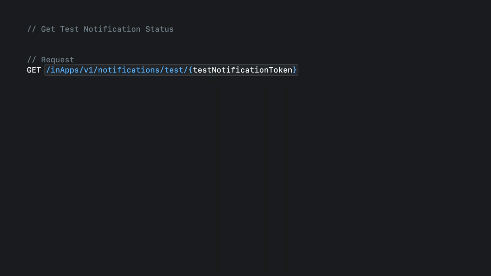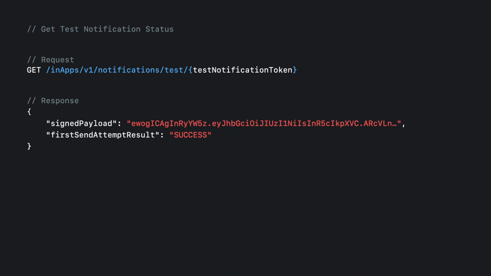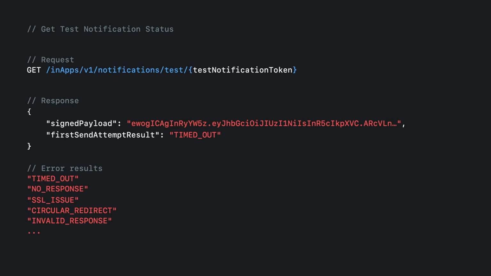Send a GET request to this path on the App Store server. In the path, include the test notification token you received from the Request a Test Notification endpoint. This will tell us which test notification you want to check the status of. Now for the response. The signed payload field contains the test notification payload that the App Store server attempted to send to your server. And the first send attempt result field indicates the result of that send attempt. Here, success indicates that the send was successful, meaning the App Store server received an HTTP 200 response from your server. If the send was unsuccessful, you'll instead see one of several different error values.